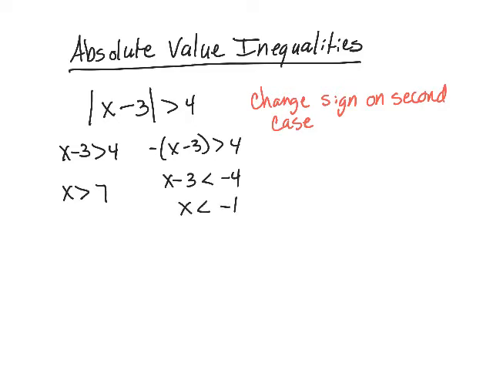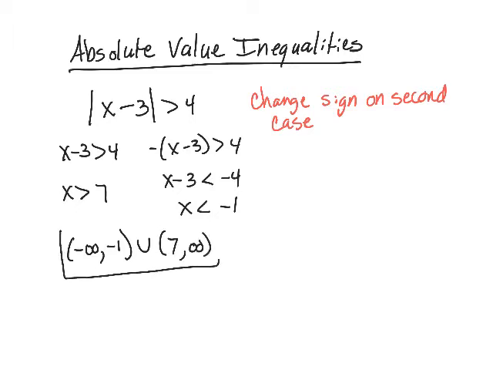So if I were to write this out, I have two inequalities here. I'm going from negative infinity up to negative 1, but don't include it. And then I go from 7 to infinity. And that's my solution.